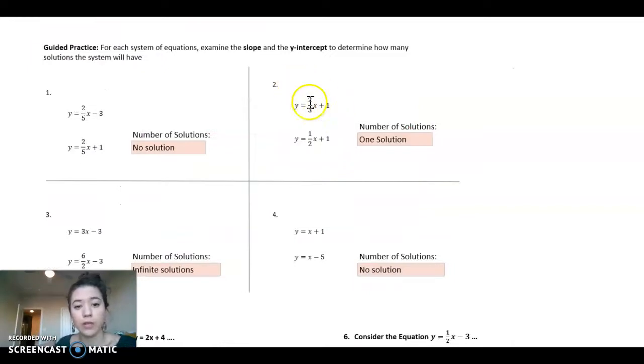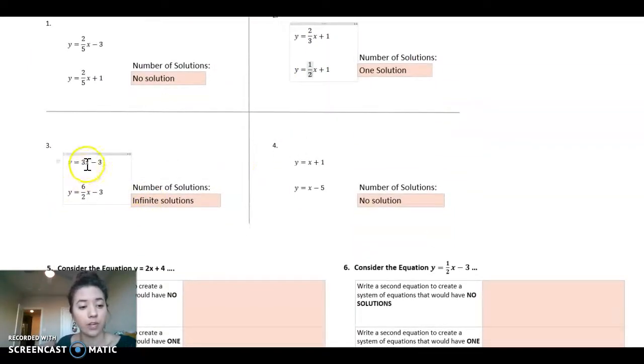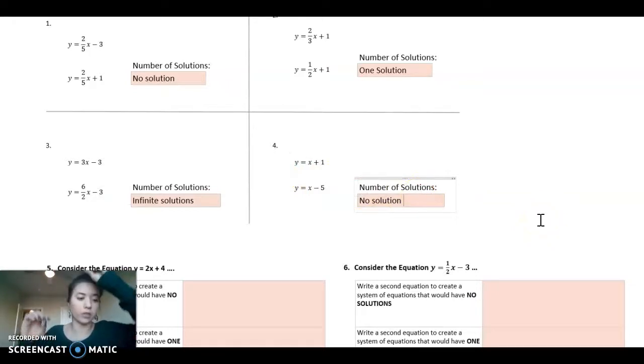Alright, so this one was one solution because we had different slopes. This one was infinite because my y-intercepts are the same and my slopes are the same. We have 3, and then 6 divided by 2 is also 3, so they're the same equation, same line, infinite solutions. This one, my slopes were the same, y-intercepts were different, so they're going to start at different spots, go up and over the same amount forever, therefore never touch.